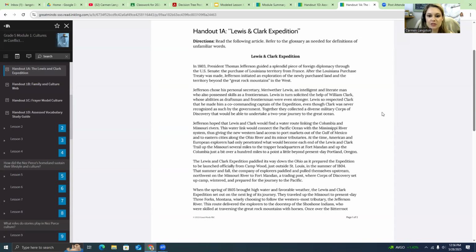Jefferson chose his personal secretary, Meriwether Lewis, an intelligent and literate man who also possessed skills as a frontiersman. Lewis, in turn, solicited the help of William Clark, whose abilities as draftsman and frontiersman were even stronger. Lewis so respected Clark that he made him a co-commanding captain of the expedition, even though Clark was never recognized as such by the government. Together they collected a diverse military corps of discovery that would be able to undertake a 2-year journey to the great ocean.